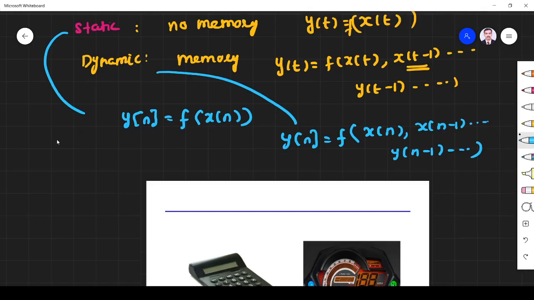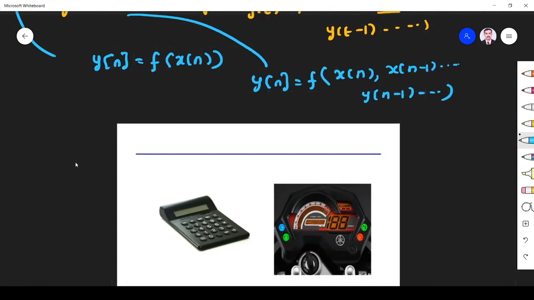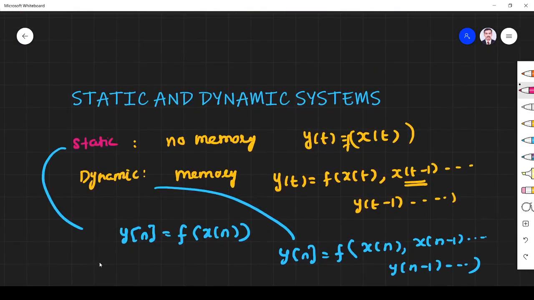Here, the best example is a calculator. It has memory, so it comes under the category of dynamic. A speedometer doesn't have memory, so it comes under the category of static. Our mobile phone is a dynamic system, right?